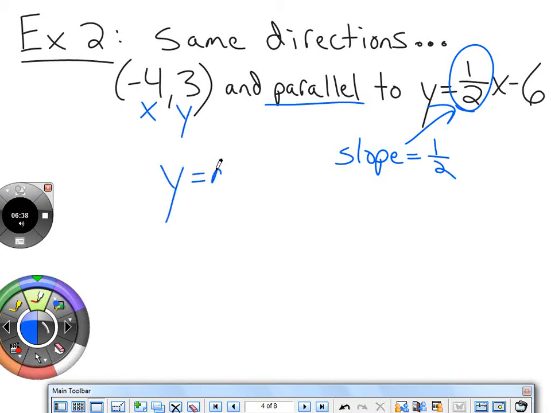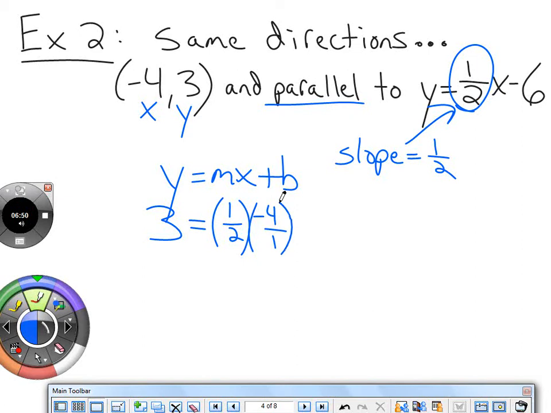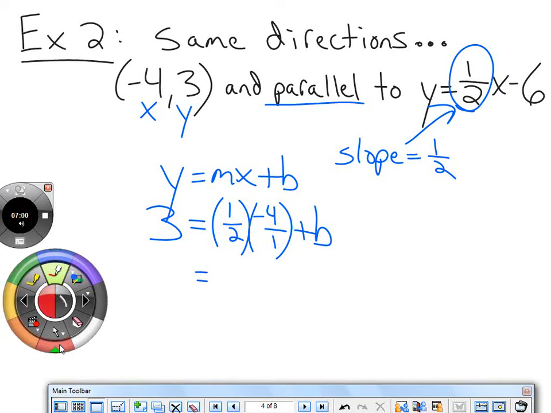y equals mx plus b. We plug in the point, which is 3. We plug in the slope, which is 1/2. Plug in the x, so that's -4 or -4 over 1, just so that it's a little bit easier to do your computations here. So it looks like the 2 and the 4 will cancel a little bit. So let's say that cancels, and that would be a -2.